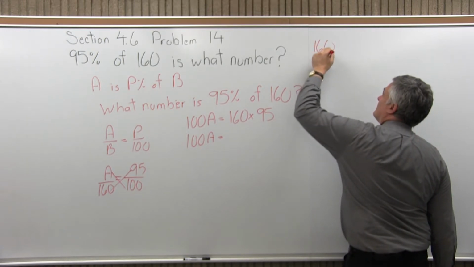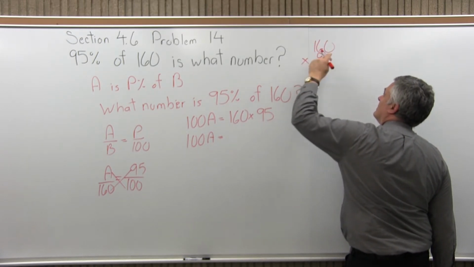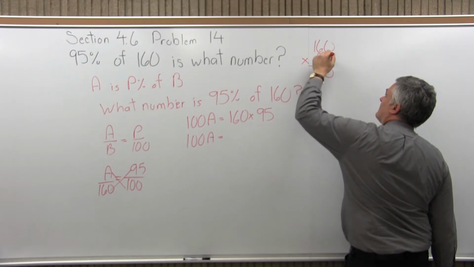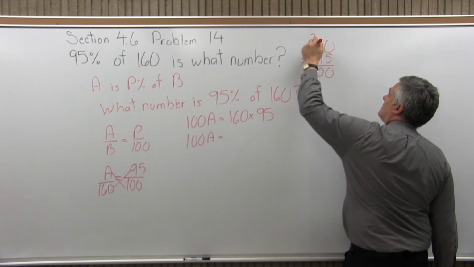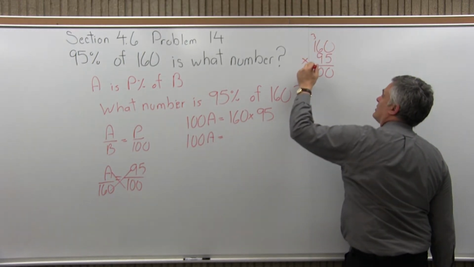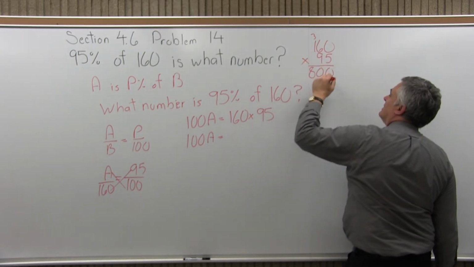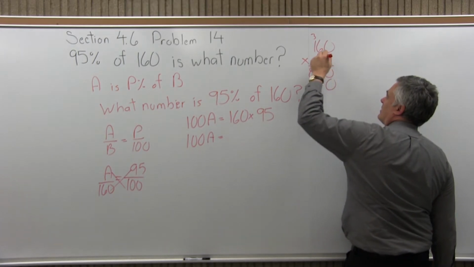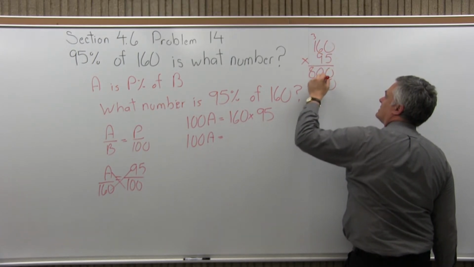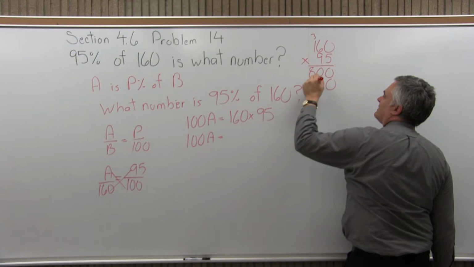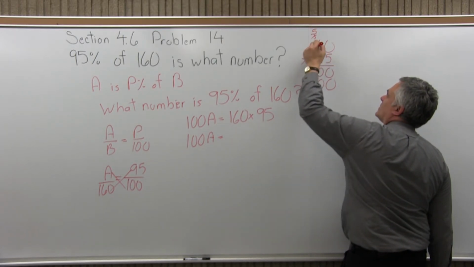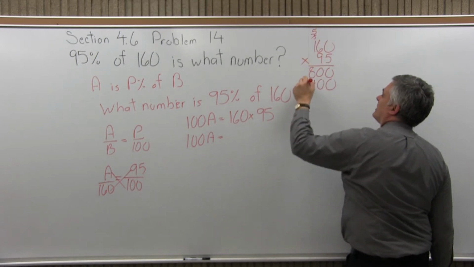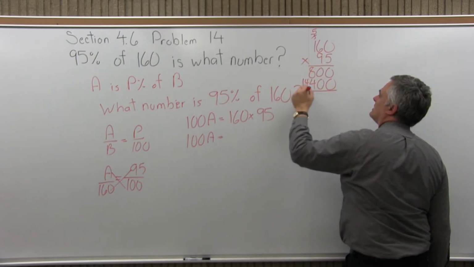160 times 95. So 5 times 0 is 0. 5 times 6 is 30. Write the 0 from the 30, carry the 3. 5 times 1 is 5, plus the 3 more that we carried. 5 and 3 more is 8. Now start the next row by putting a 0 to hold your place. 9 times 0 is 0. 9 times 6 is 54. Write the 4, carry the 5. 9 times 1 is 9, plus the 5 more that we carried. 9 and 5 more is 14.